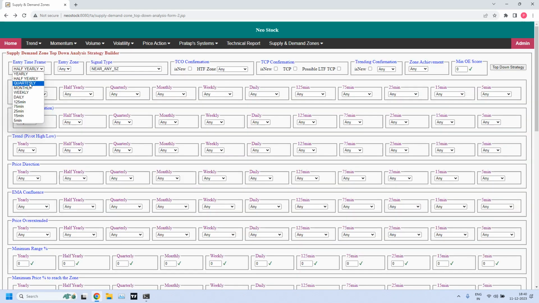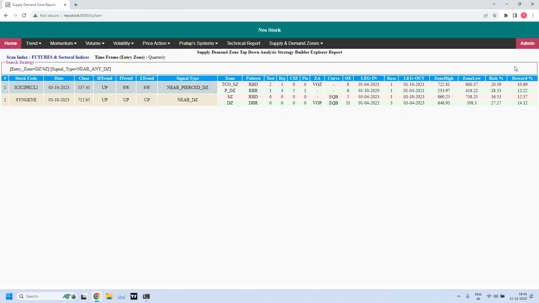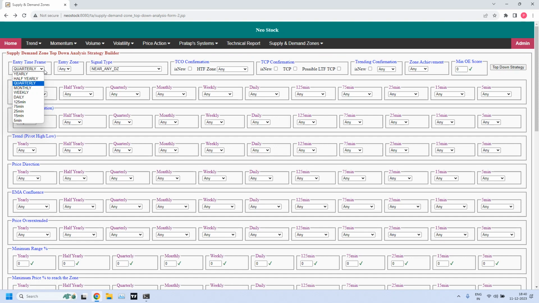Now let us generate for quarterly time frame. Entry time frame is quarterly. Let us find the stocks near quarterly demand zone. So these 2 stocks are near quarterly demand zone. Let's go back. Entry time frame is quarterly.